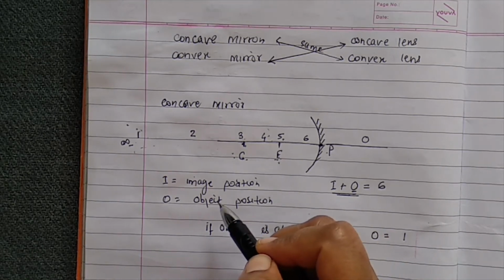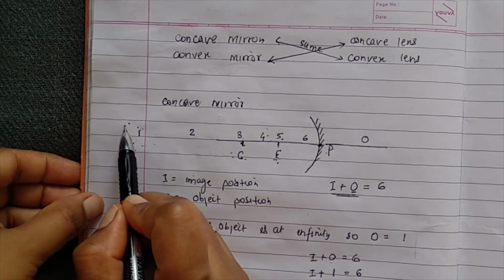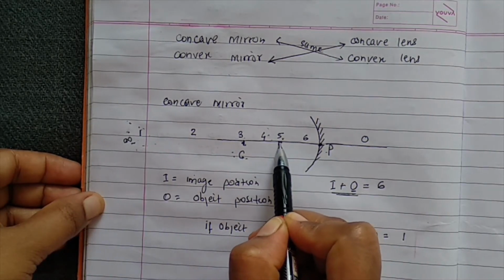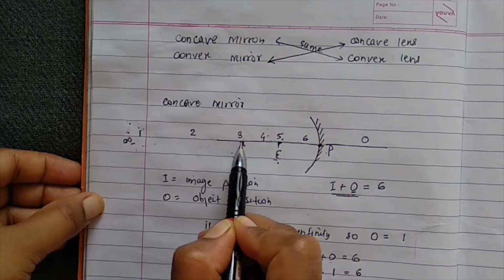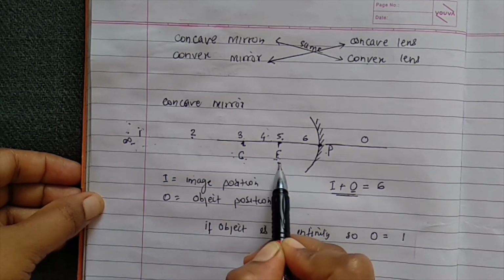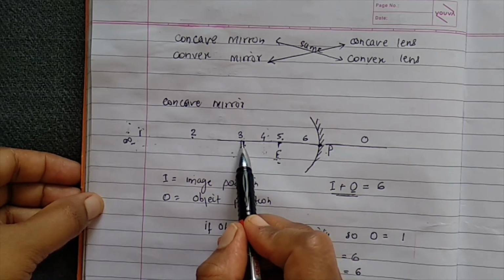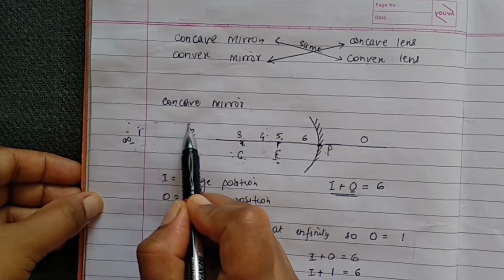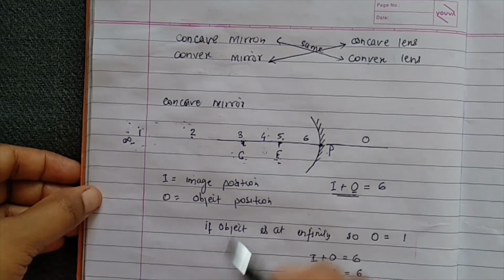So let's see that again. If you keep the object at infinity, the image will be at focus and of point size. If you keep the object beyond the center of curvature, the image will be between C and F and of smaller size. At the center of curvature, it will be the same size. We have seen from here to here, the size of the image increases.